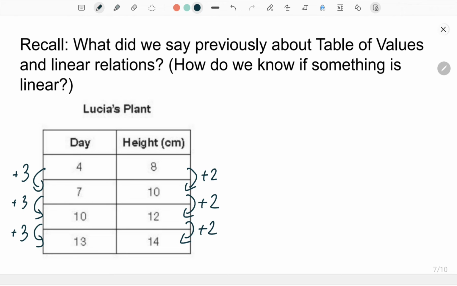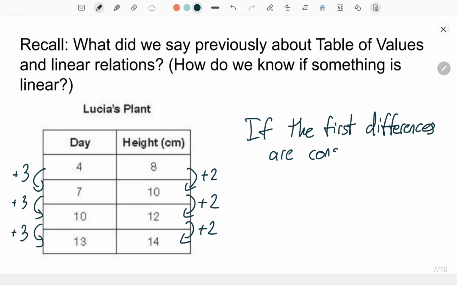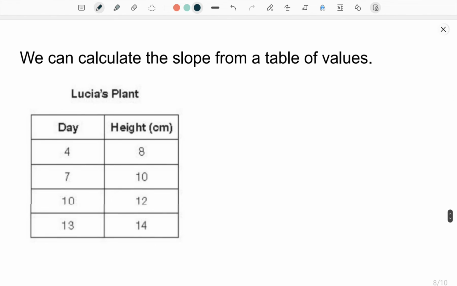And what we had said is that if the first differences are constant, then we have a line. And if we have a line, that means that line's going to have some sort of slope value. And so it'd be nice to be able to know what is that slope, how steep is that line. So let's go ahead and actually take a look at that. So how do we do that?